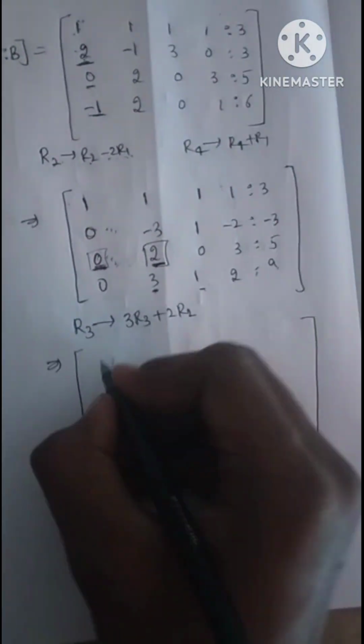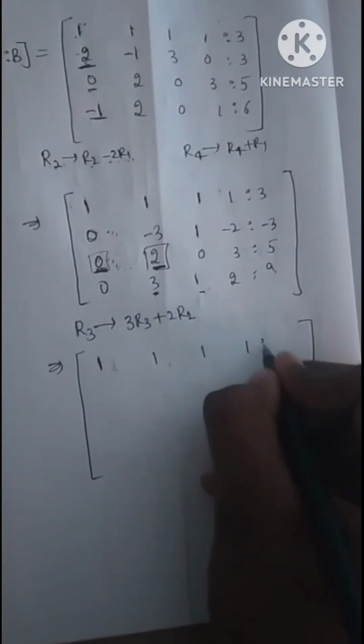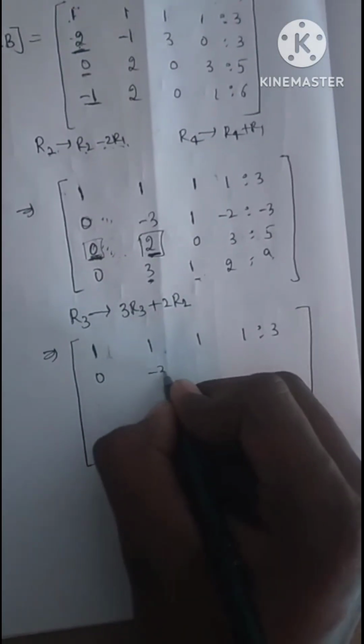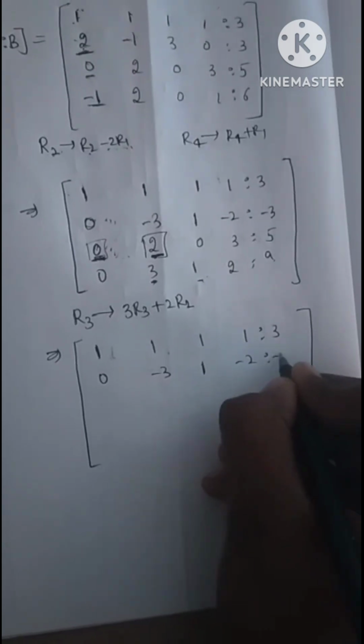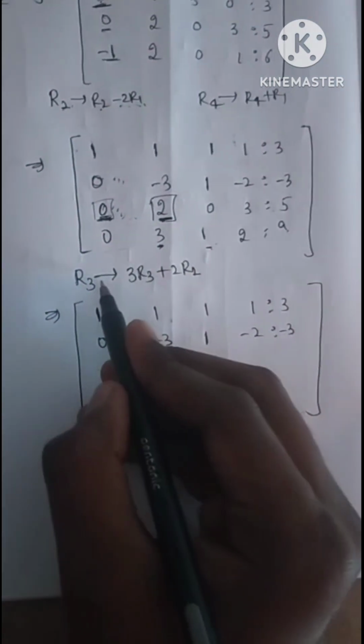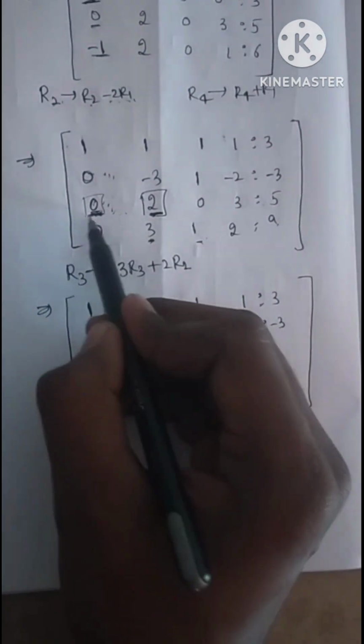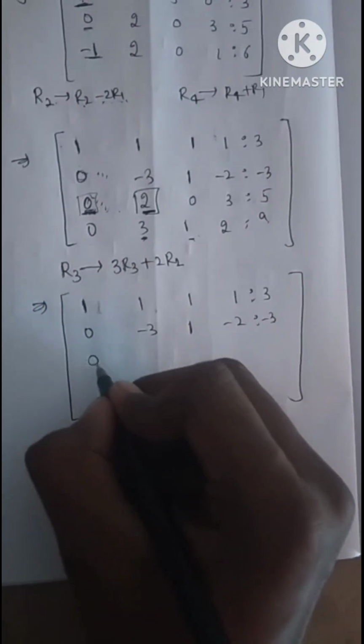Write the first row and second row the same: 1, 1, 1, 1 and 3. 0, minus 3, 1, minus 2, minus 3. And then next R3: 0 into 3, 0 plus 2 into 0, 0. So here you get 0.